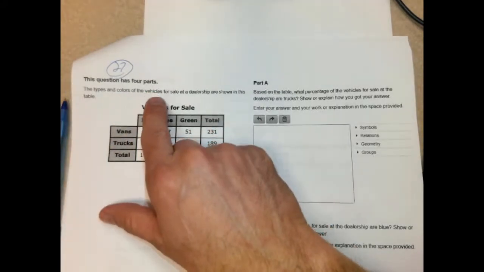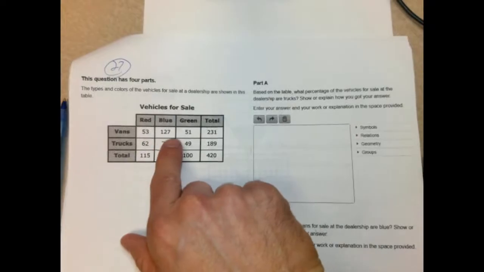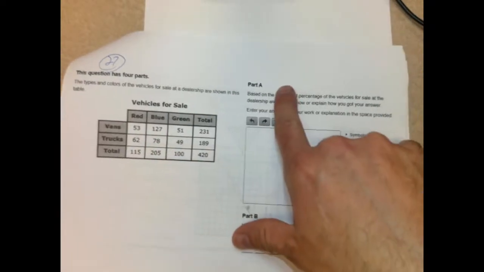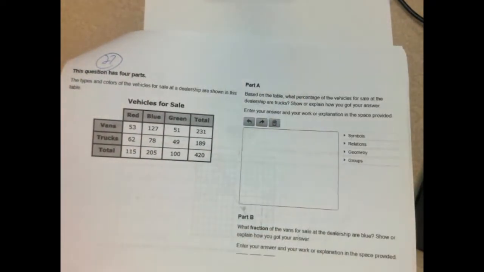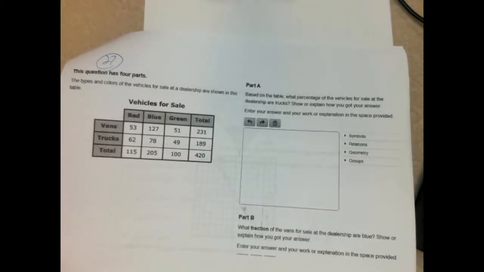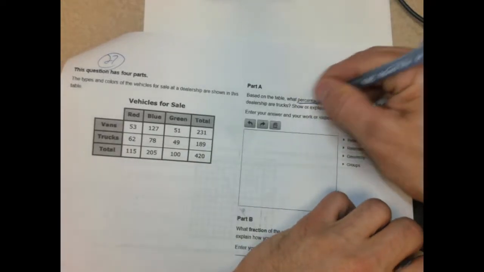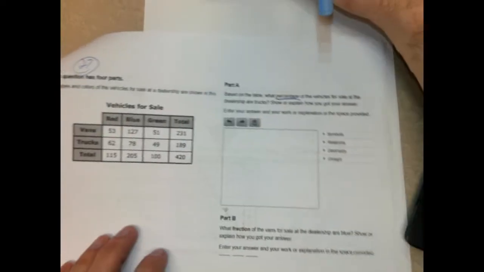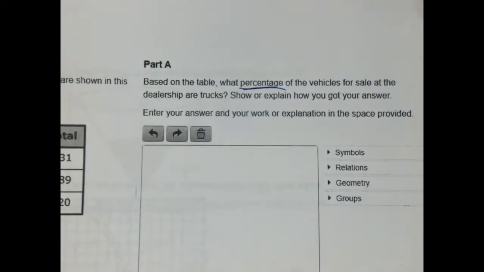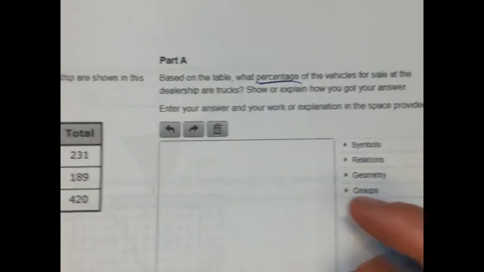The types and colors of the vehicles for sale at a dealership are shown in this table. Part A, based on the table, what percentage of the vehicles for sale at the dealership are trucks? Show or explain how you got that answer. Okay, so we're looking for a percentage. Let me zoom in here a little bit. So what percentage of the vehicles are trucks?